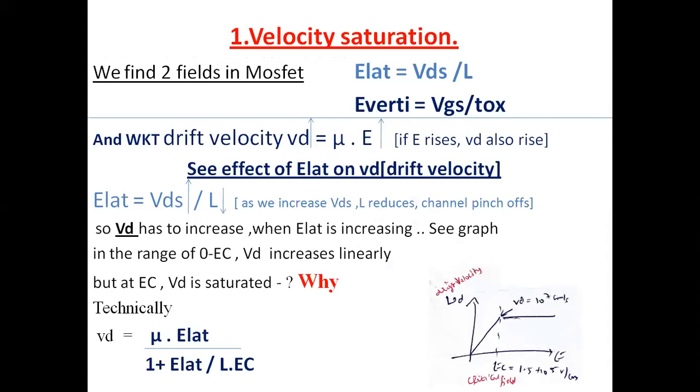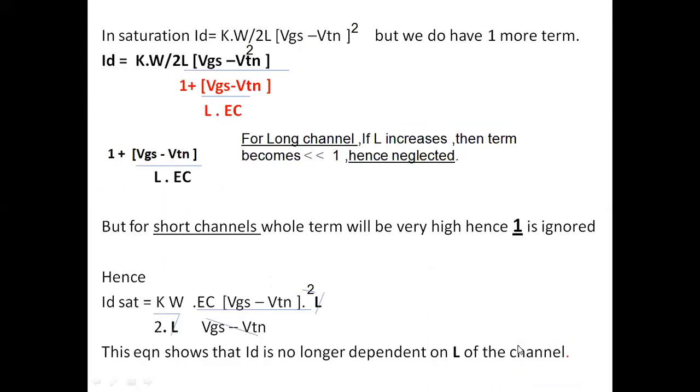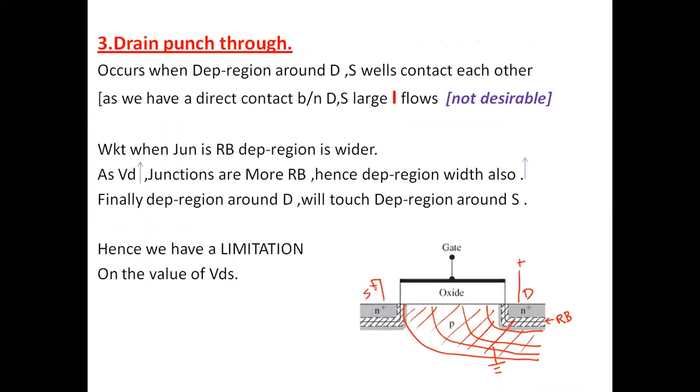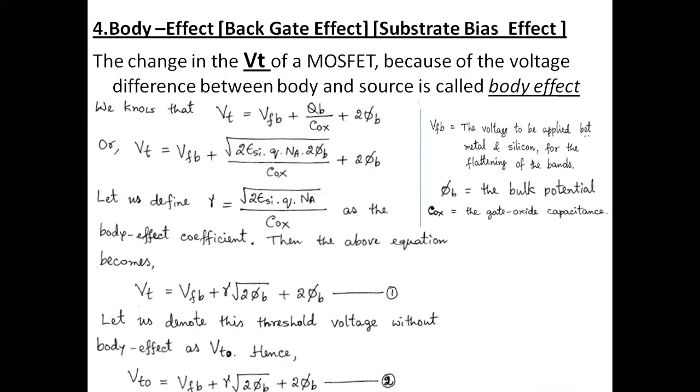So we have seen the velocity saturation. For that we have this particular figure, where the drift velocity is being saturated once we cross this critical field. As a whole, you can remember some equations regarding each and every concept along with the related figures. That will be more than enough. We had seen the mobility degradation. We have seen the drain punch through. And last, we were discussing the body effect.